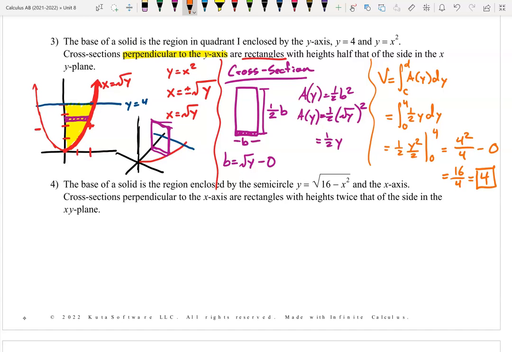All right. So that's number 3. Any clarification needed on number 3?